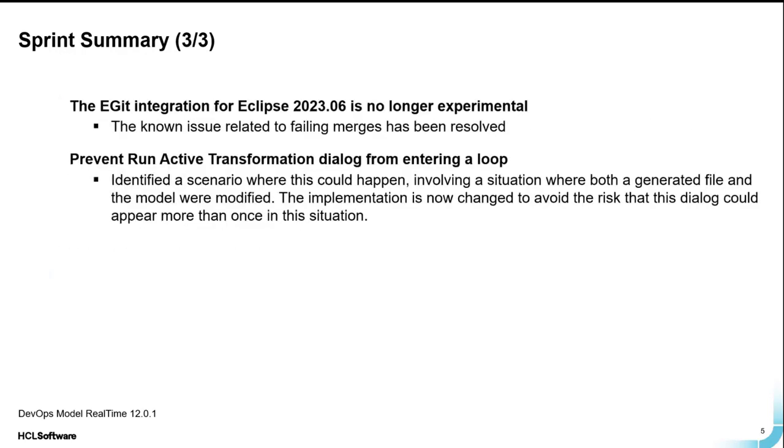In last sprint, you may remember that the eGit integration was experimental due to an issue related to failing merges. That has now been resolved, so it means that the eGit integration in 12.0.1 is no longer experimental and works well with Eclipse 2023.06. And usually we don't advertise bug fixes, but there is an important bug fix in this release that I think probably some of you have encountered. It has not been easy to determine exactly when it happens, but it has happened that this run active transformation dialog that can pop up when you edit code snippet could enter into a loop that was impossible to get out. So this problem should now have been fixed.